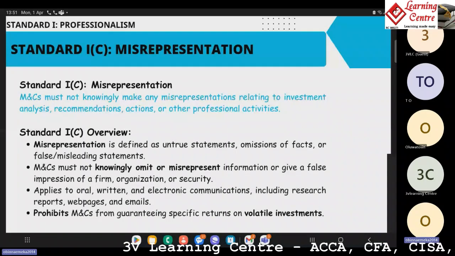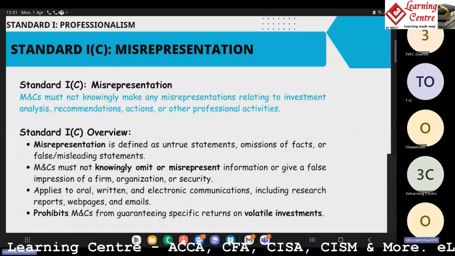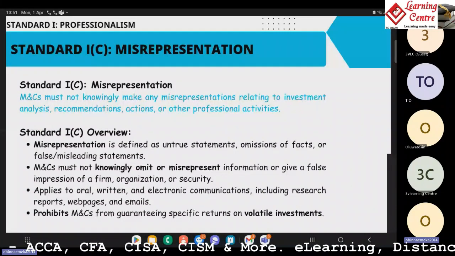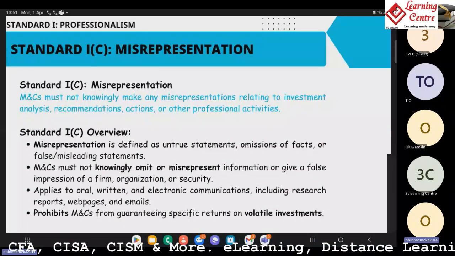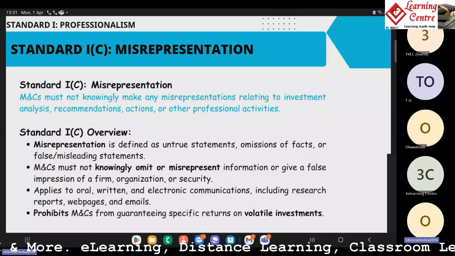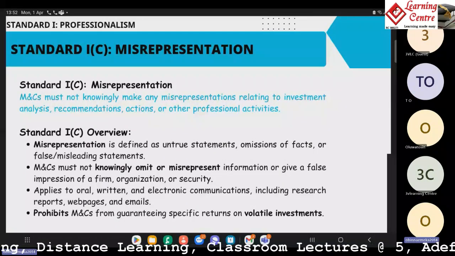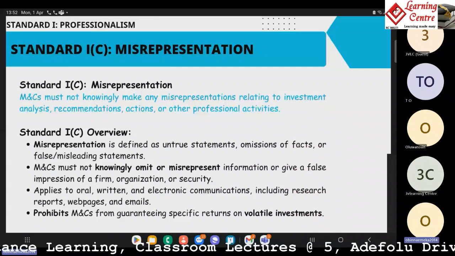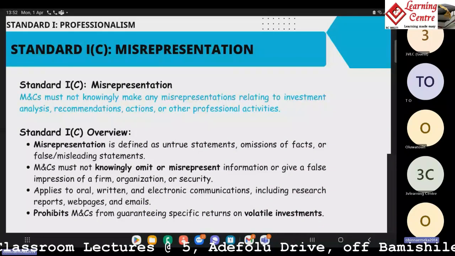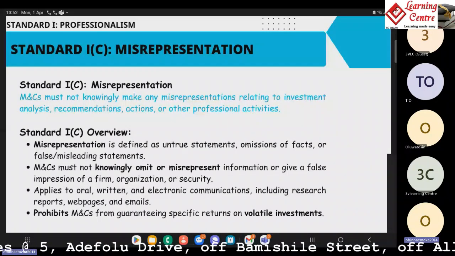Okay. Now there is a particular one. I believe this is one of those ones that if you're not careful, by the time you start solving questions, you see this one. Under this misrepresentation standard, you are prohibited from guaranteeing specific returns on any volatile investment. An example of volatile investment is equity. So just for the sake that you are looking for a client, if a member or a candidate tells the clients that they can generate 10% return for them within a certain period, this is a clear violation of this standard. So for any volatile investment at all, real estate, equity, and all those investments whose prices fluctuate over time, you are not to guarantee any specific return.